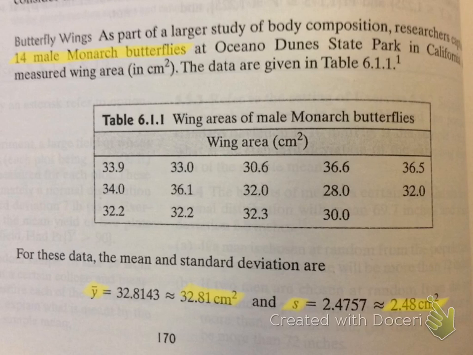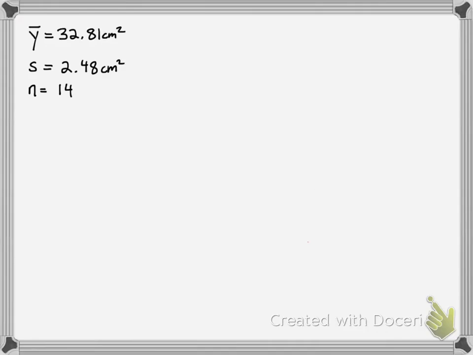You have a population of monarch butterflies, and you measure their wing area in centimeters squared, and they give you this small sample of this large population. They only take 14 butterflies, and they give the sample mean and sample standard deviation. So I took that information and wrote that down, pretty much the gist.